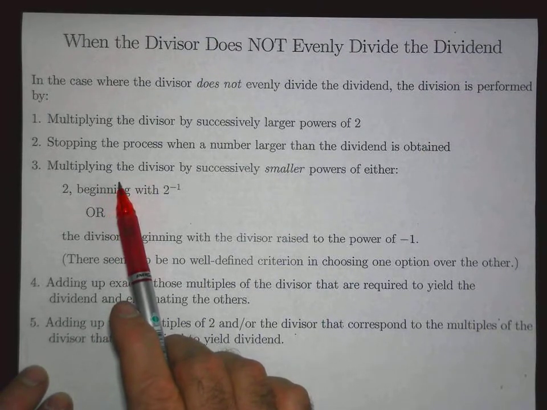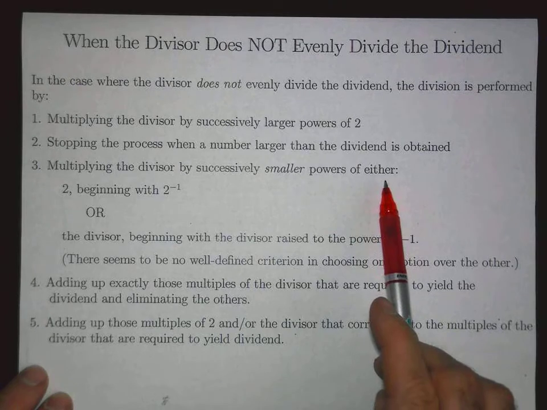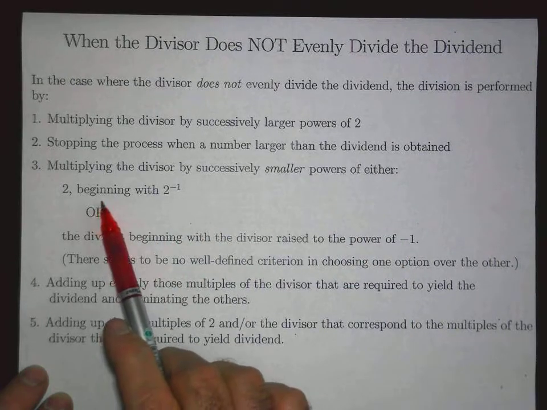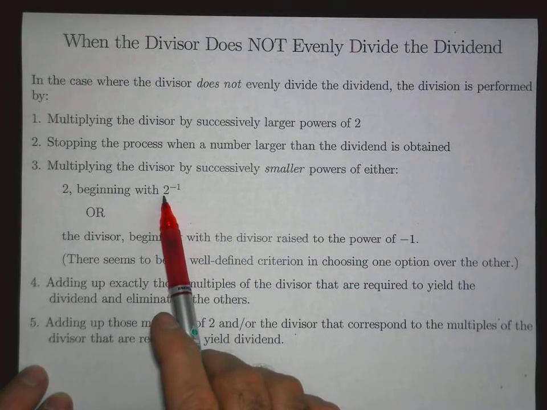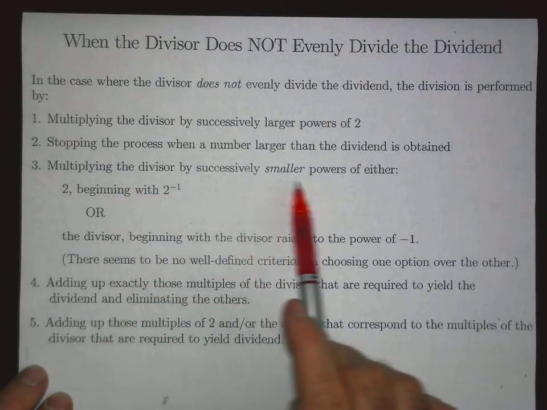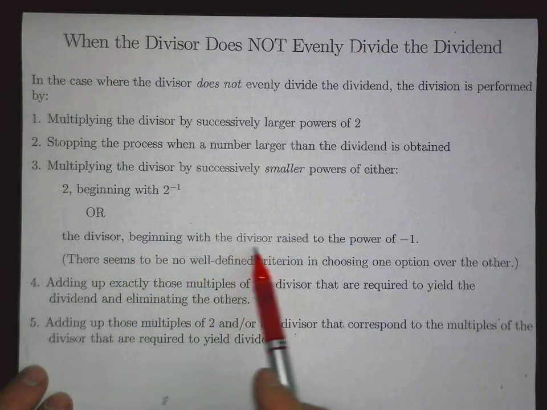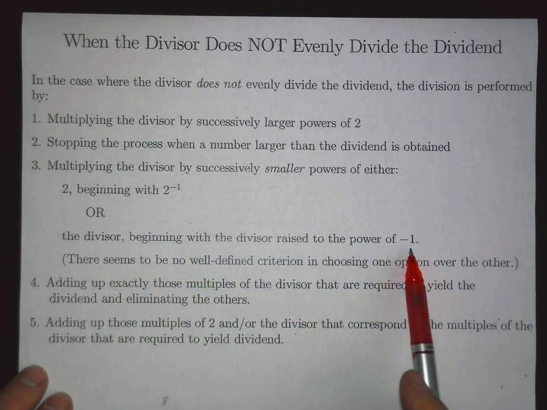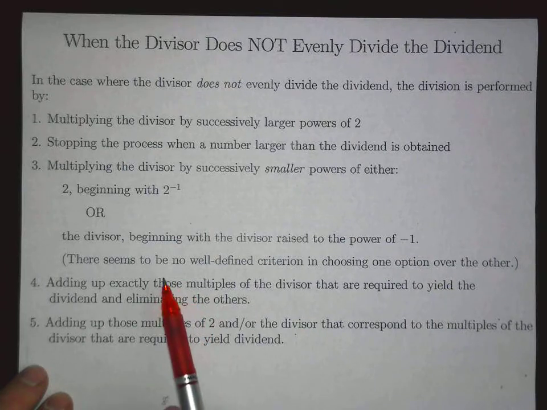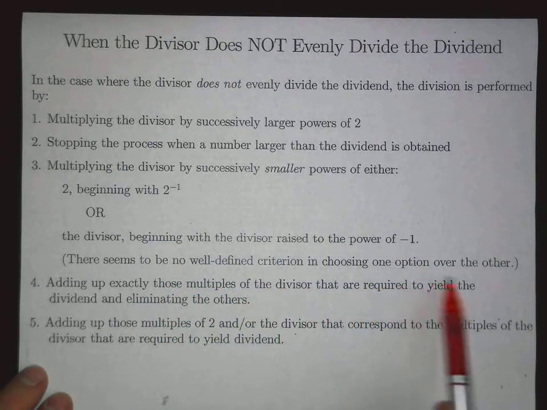In step 3, we have an option here. We multiply the divisor by successively smaller powers of 2, beginning with 2 to the negative 1, or we multiply the divisor by successively smaller powers of itself, beginning with the divisor raised to the power of negative 1. And I'm not really sure there's any well-defined criterion in choosing one option over the other.